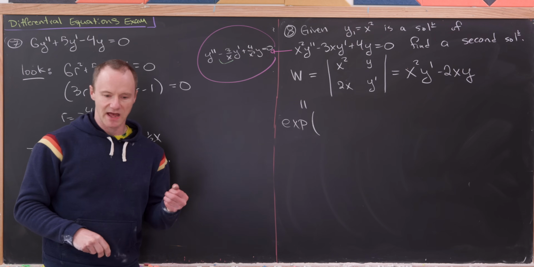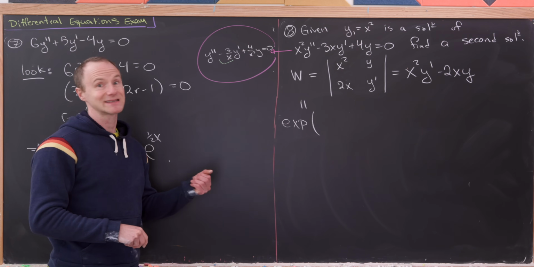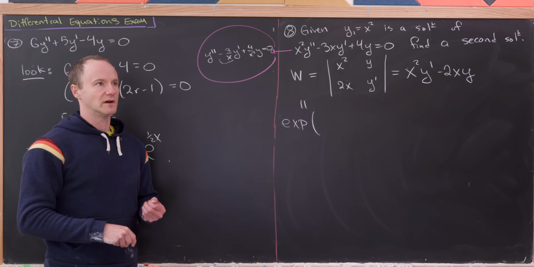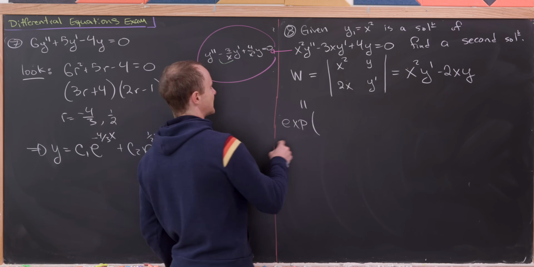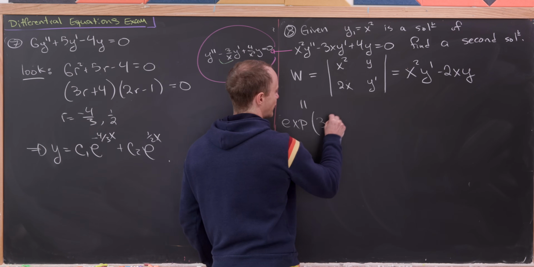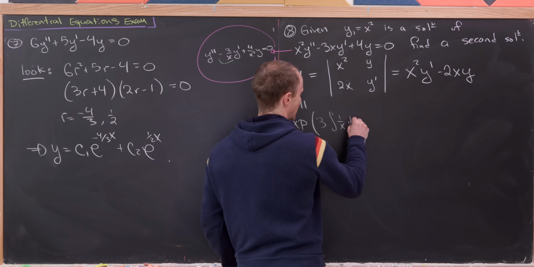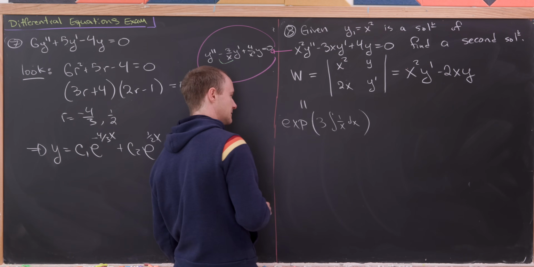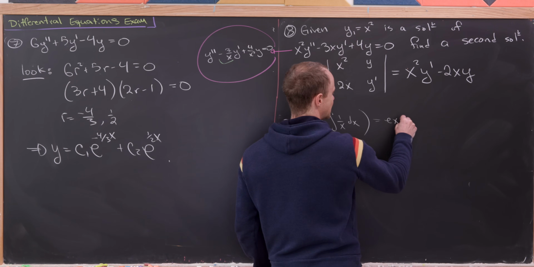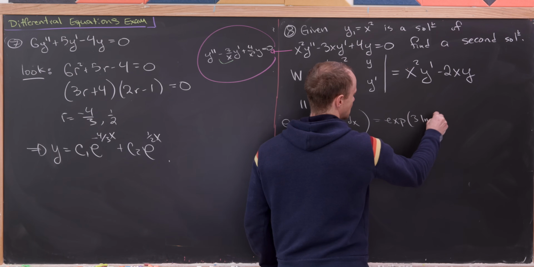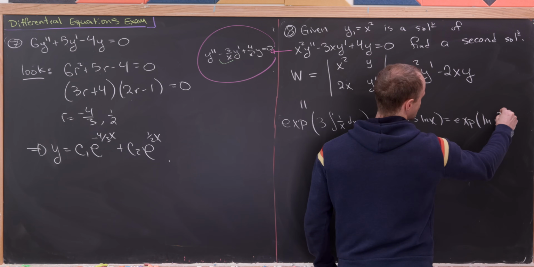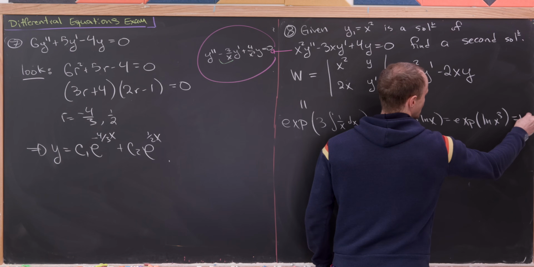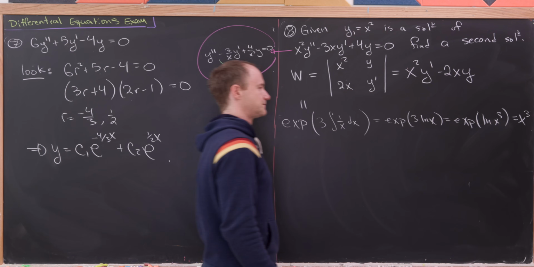But again, like I said, there is a minus sign built into the formula in Abel's theorem, so it's going to cancel. And we're going to get the exponential of 3 times the antiderivative of 1 over x dx when all is said and done. Of course, that's going to be the exponential of 3 times the log of x, which is the exponential of the log of x cubed using exponent rules, which is x cubed.